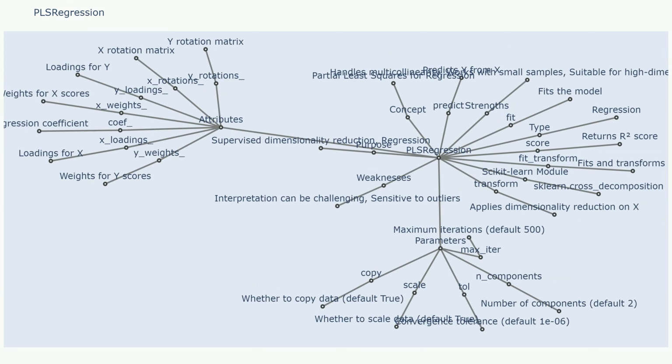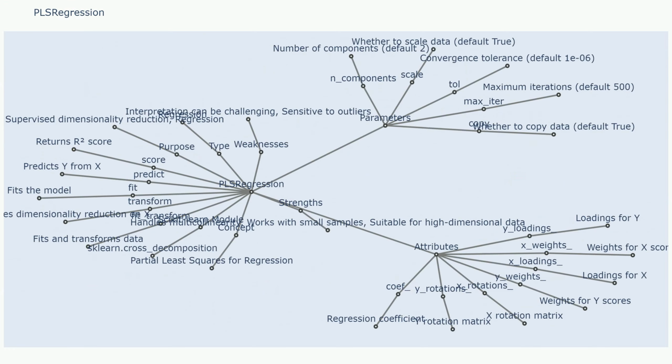Conclusion. PLS regression is a versatile technique for analyzing complex data with high dimensionality and multicollinearity. Its ability to extract latent variables and reduce dimensionality makes it an effective tool for predicting dependent variables in various fields. However, it's crucial to carefully tune the model parameters and avoid overfitting to ensure accurate and reliable results.